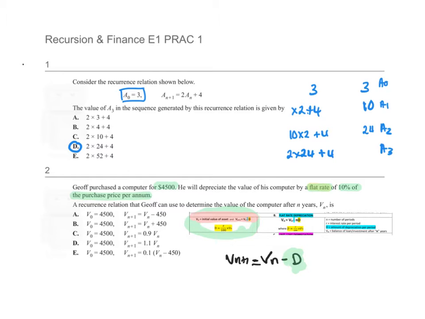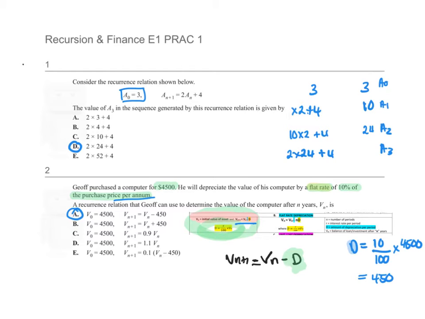If you use that formula there, we can work out that the D part is equal to the rate, which is 10% per annum. So 10% over 100 times V0, which is 4,500. So if you do that, it ends up being 450. So you can see that when you write the recurrence, it should be Vn minus 450. So that is how we get A.